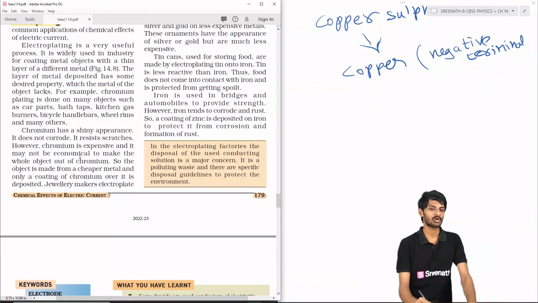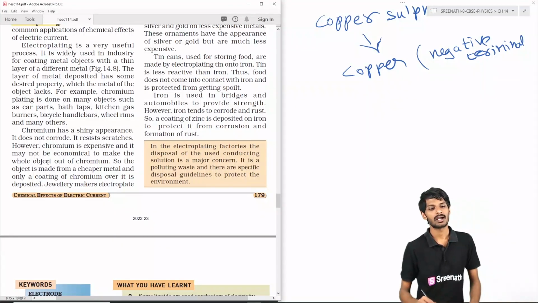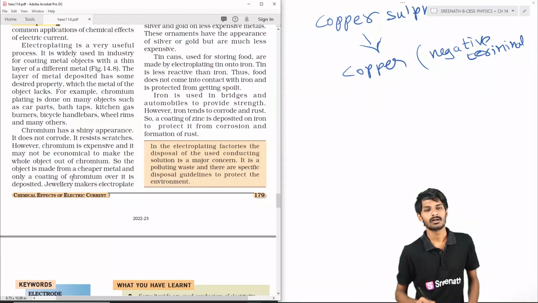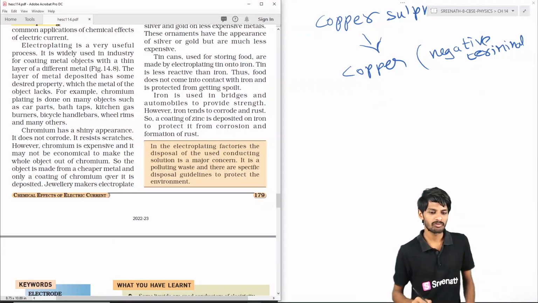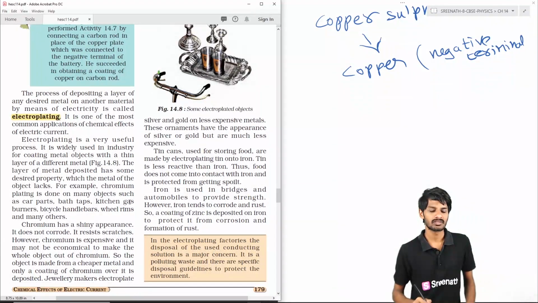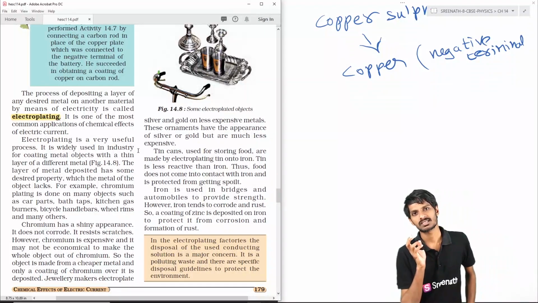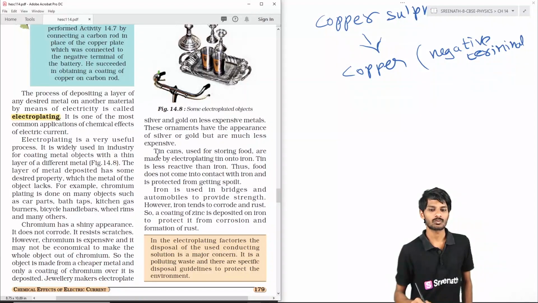But chromium is expensive, students, and because of that we will make the object with a cheaper metal and we will give the chromium coating. Even the jewelry we make is also done with electroplating silver. So rolled gold items, silver and gold items, are made with some other metals and there is a silver coating and gold coating, that is called electroplating, students.